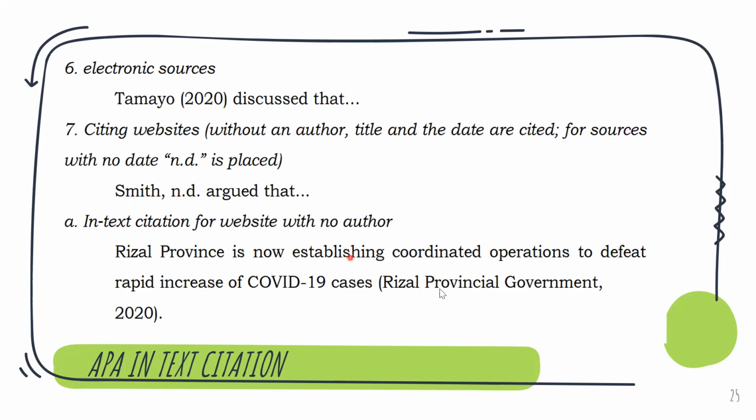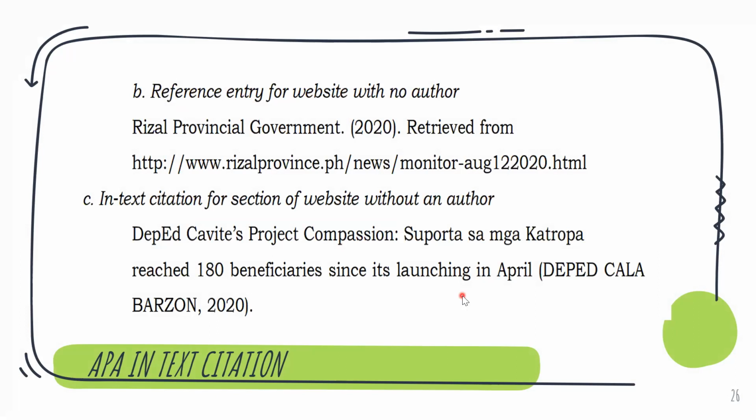So the place is used rather than the author. Okay? And then a reference entry for a website with no author. That's our example. Sometimes we see websites with a certain position or certain words that we want to cite. This is how we do it. For example, Rizal Province Government, period, 2020, period, retrieved from, and here is the site.